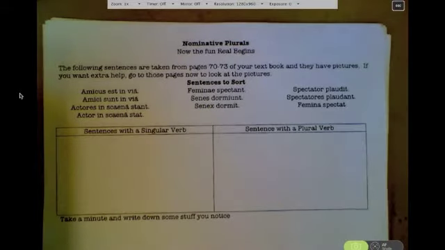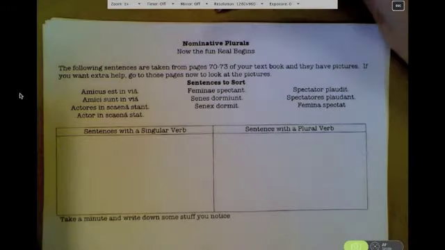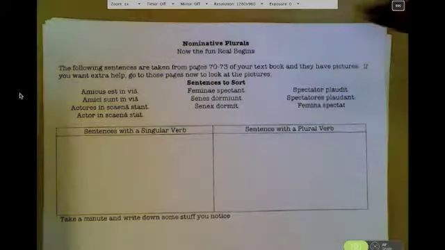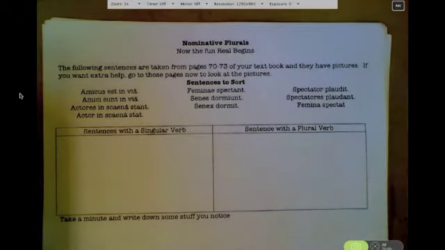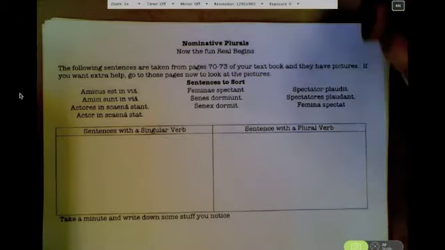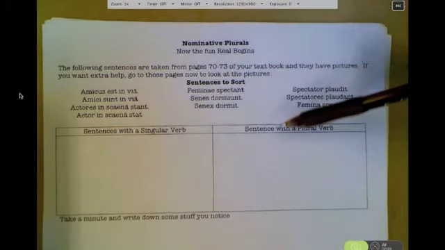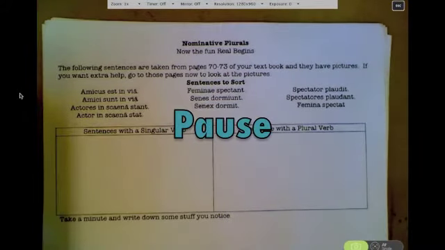Okay, today we are talking about nominative plurals, which are when you want more than one thing to be doing the verb. And this is when the real fun begins, because this is new to everybody. What I want you to do first is look through these and underline the verbs in each of the sentences. Pause the video, do that now.